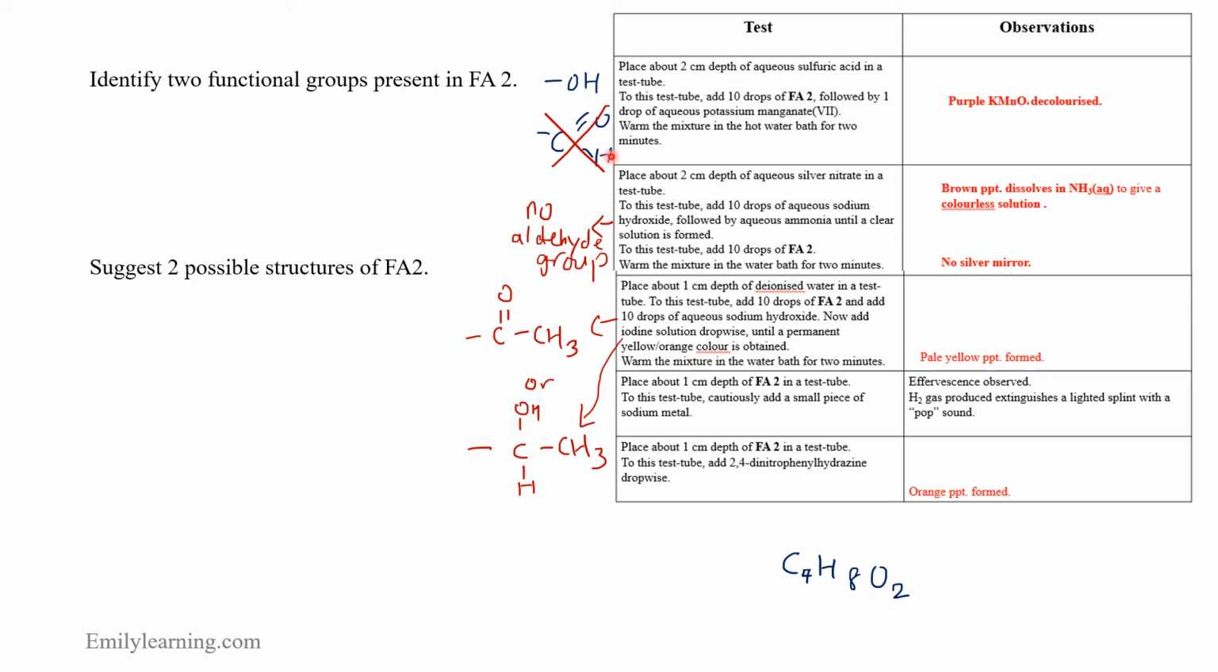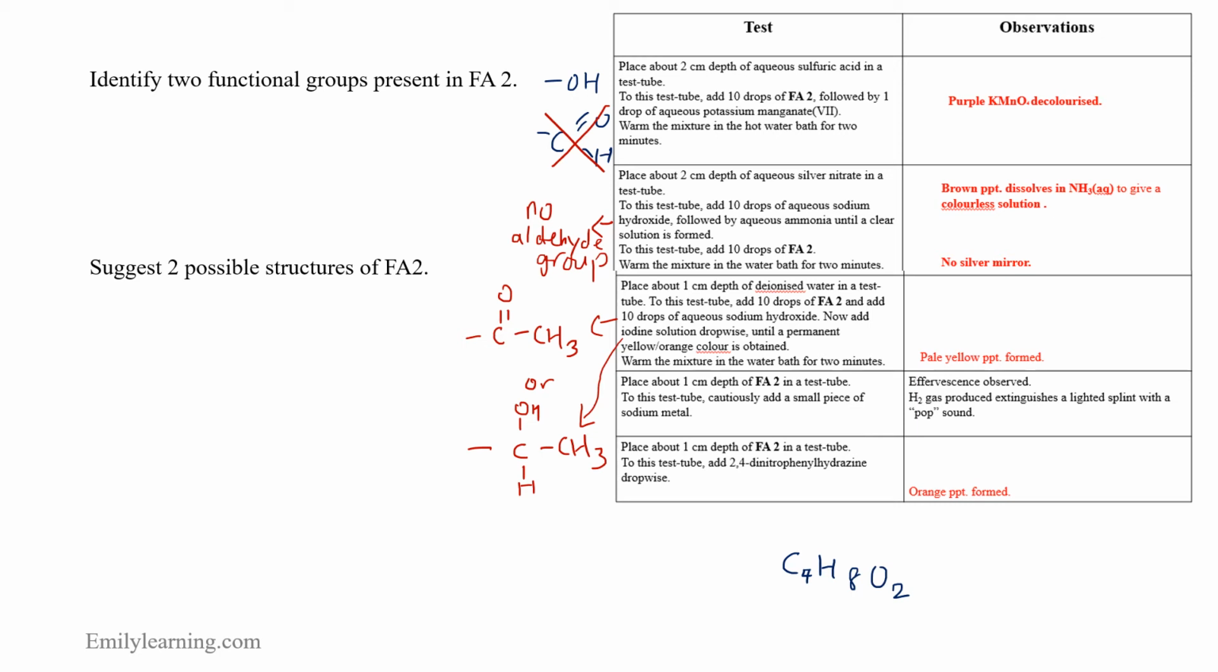So if I have an alcohol group, it takes out one oxygen already. I cannot have a carboxylic acid group as well. So I know that, okay, this one must be due to alcohol. Okay, so let me write it down.